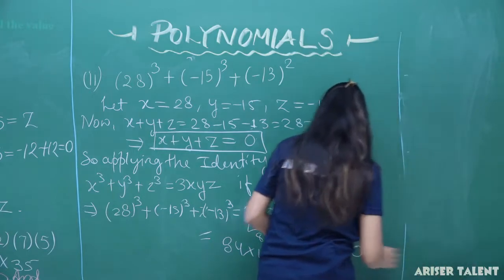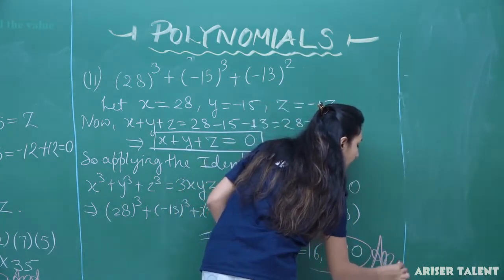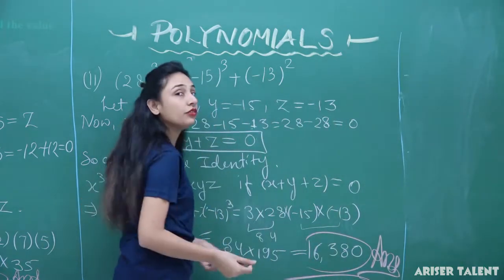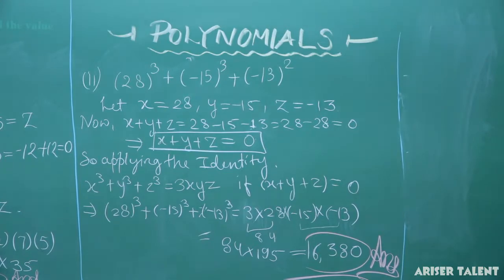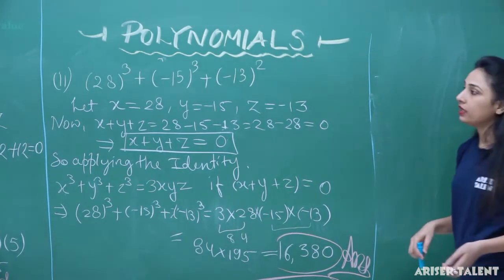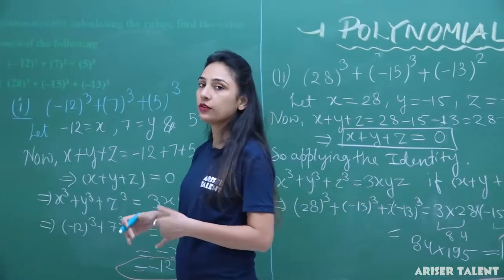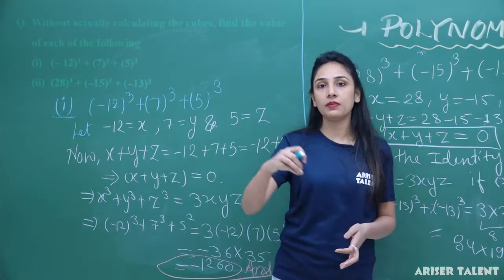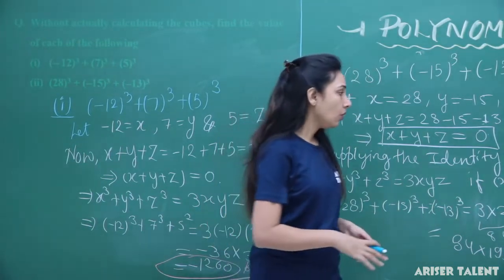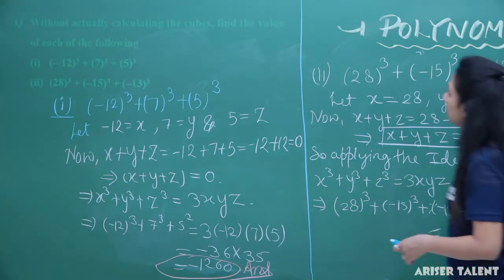Removing the rough work here, that will be your answer. So this is the way you are going to solve the cubes of 3 numbers without actually calculating the cubes, but using the formula x cube plus y cube plus z cube equals 3xyz in the situation where x plus y plus z equals 0. Okay, noted. Should we move to our next question?